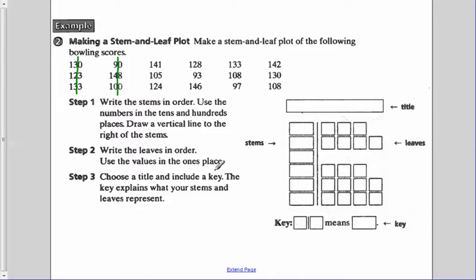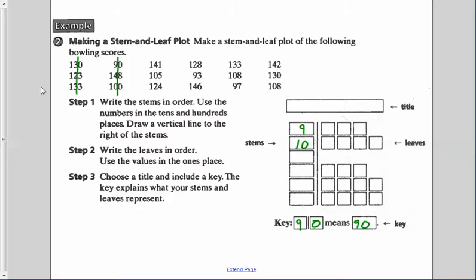So let's use this 90 as my example for my key. So 9, and then the bar here, there's a little line right between the boxes, and then the 0, that is going to mean 90. So I write my stems in order, starting with my least to the greatest, so I've got 9, and if I look at all my numbers here, I see I have 100, so I'm going to write a 10. And I have to write these in numeric order.